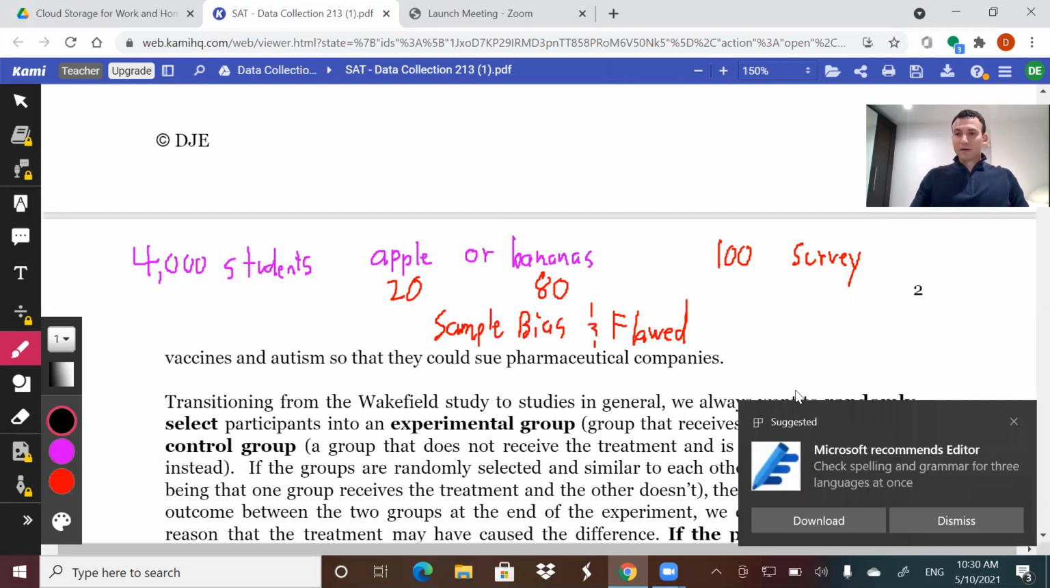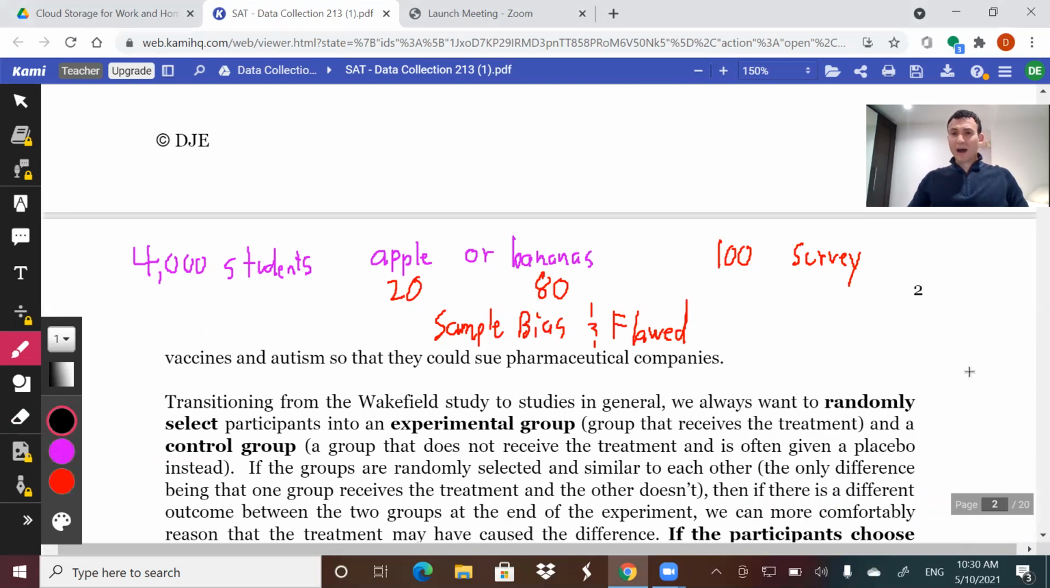Or maybe what happened is out of the first 100 people, let's just say 90 of them were female, but the school is 50% male and 50% female. So again, we have a very biased example there. It's not representing both genders within the population. So the big thing we want in order to avoid sample bias is we want to make sure that the group that we select is representative of our population as a whole.